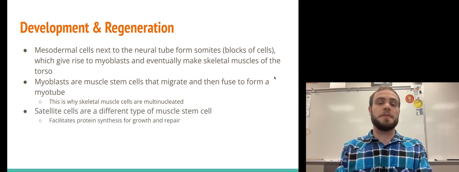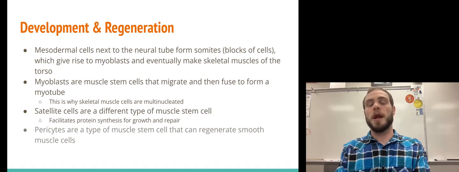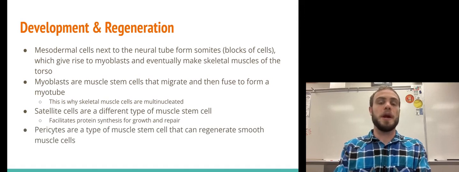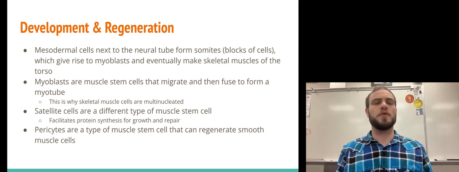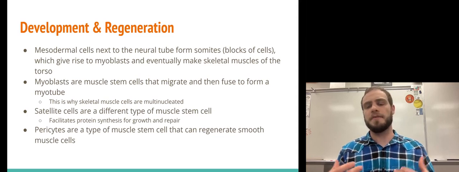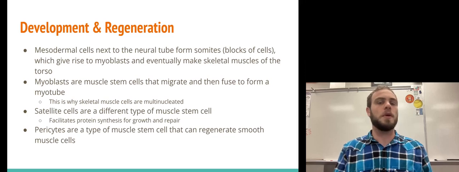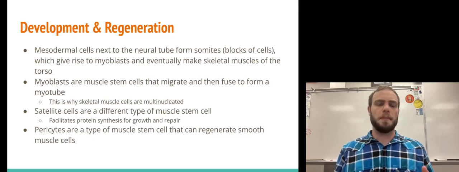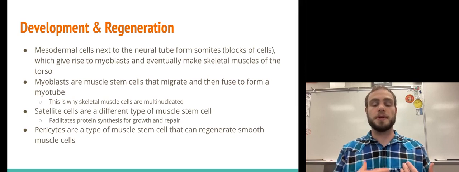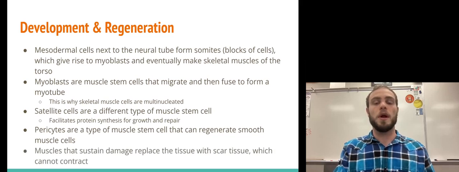Satellite cells are a different type of muscle stem cell. They're going to be responsible for protein synthesis, so actin and myosin and things like that, to help grow and repair muscles. You also have pericytes, which are a third type of muscle stem cell. They're going to be responsible for regenerating smooth muscle cells. Your smooth muscle cells do a little bit better job of regenerating when they have any sort of damage. So you're able to get blood flow through angiogenesis pretty quickly back to areas that are damaged compared to skeletal muscle cells or cardiac muscle cells, which struggle a little bit more with regeneration.